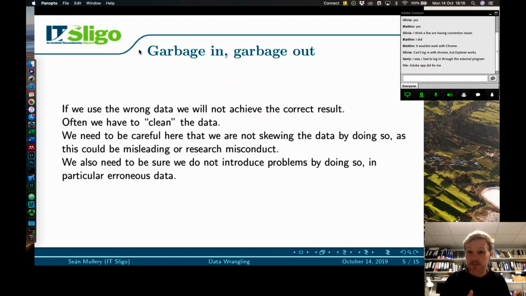And if your data is bad, what you're going to get out of it is going to be bad as well. And that is your responsibility to actually look at the data and make sure that it isn't garbage. So if we use wrong data, we will not achieve a correct result.